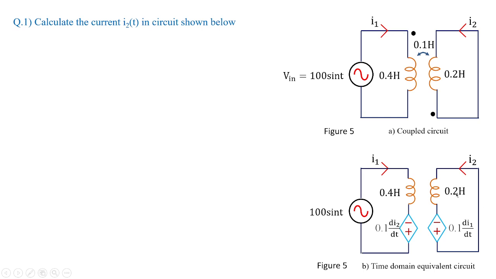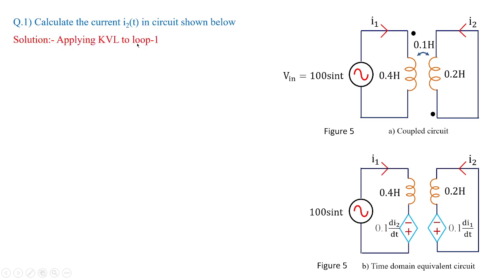Similarly, you take this coil of the secondary circuit, where you have 0.2 as the L2 inductance value, and the mutual inductance value is 0.1, and it depends upon the flow of current in the primary of the circuit. That's why it is minus and plus framed in this direction. So di1/dt. Once we are done with the time domain equivalent circuit, it is easy for us to frame the equations, and after that we can find the value of I2 of t.